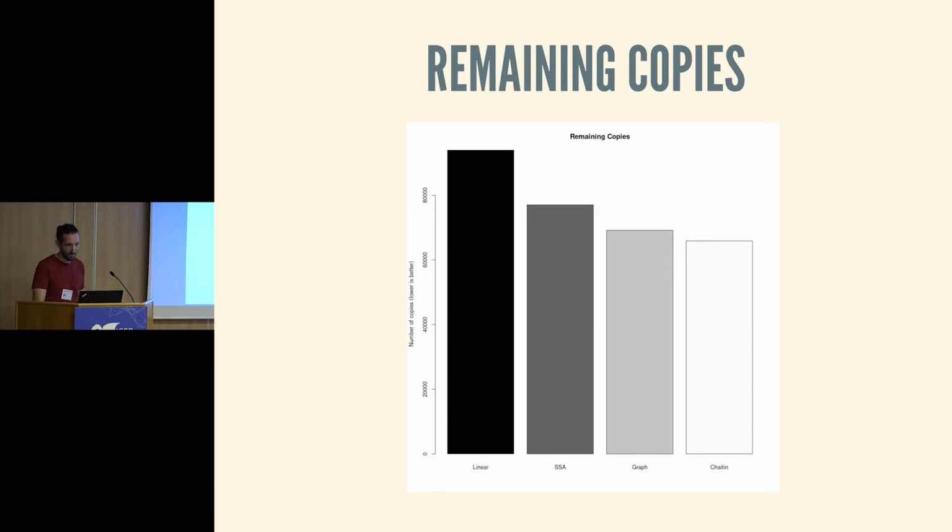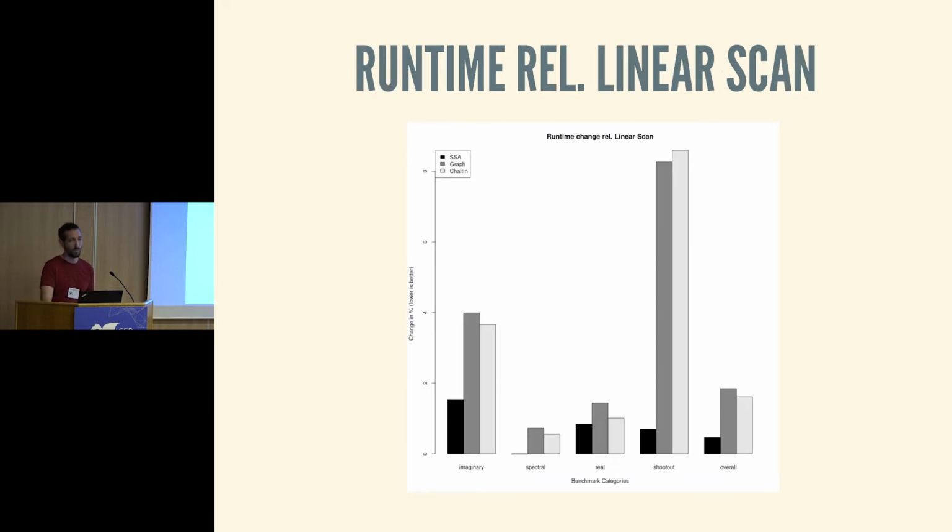I'm going to skip the copies and go straight to performance, so runtime results. I don't know if you can read it, but the last three bars are the overall performance as compared to linear scan. So unfortunately, in the end, my allocator produces code that's about 0.5% slower. And even the Chitin variant doesn't fix the graph allocator, which I didn't expect to be fixed so easily.